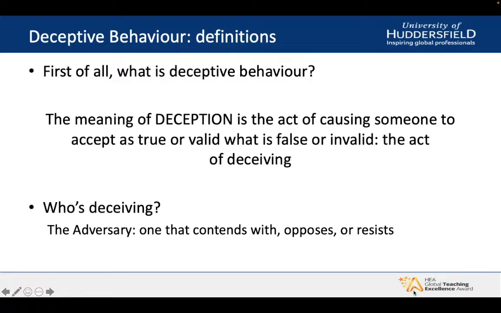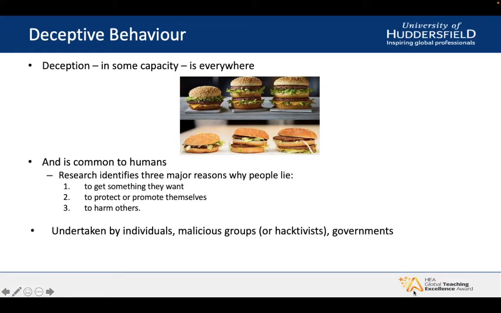So first of all, let's have a look at what deception is. Deception is the process or act of causing someone to accept as true or valid something which is false or invalid, the act of deceiving. So let's think about who's performing this deception in our system. When we're looking from the security angle, we're saying that we've got an adversary, somebody who is opposing and resisting and wants to deceive us to gain something for their own benefit.